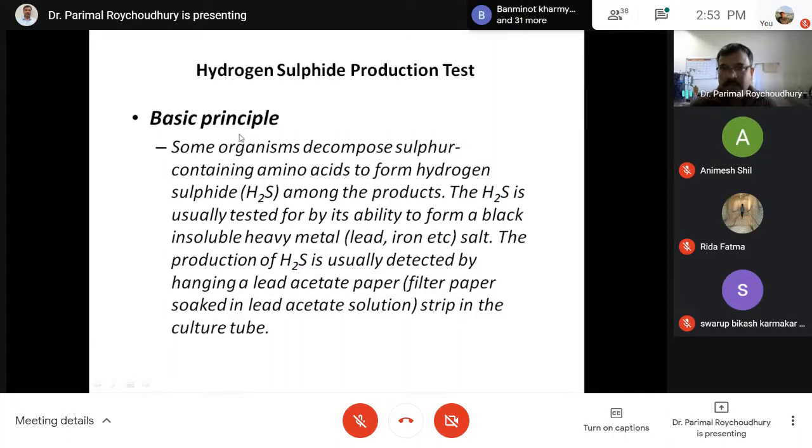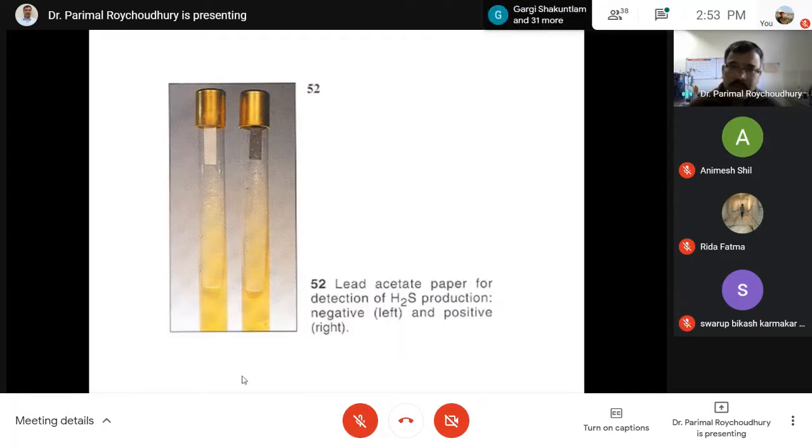So here in this H2S production test, we prepare lead acetate paper. Like we prepare a saturated solution of lead acetate, then some filter paper strips are soaked in lead acetate, and we dry them and keep them in the laboratory. So when we want to test it, we inoculate the bacteria into a vessel media, mainly the peptone agar media, and then we attach a lead acetate paper at the top of this tube and incubate it.